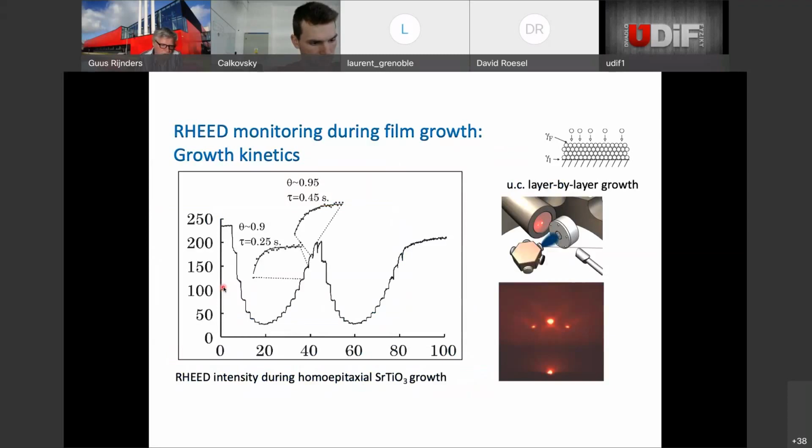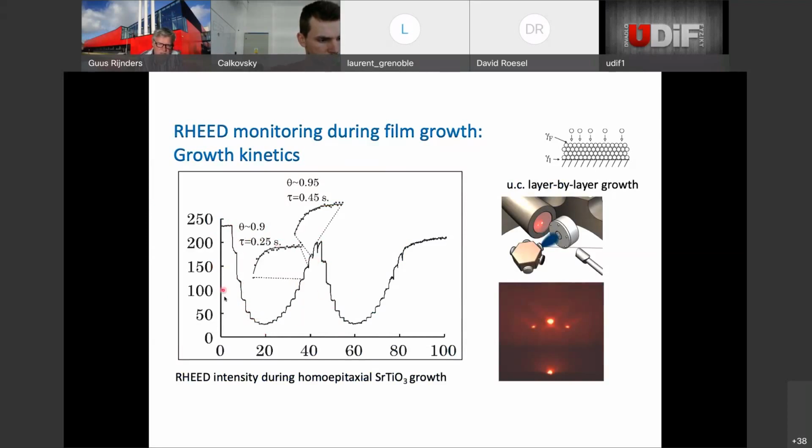Well, just one slide on RHEED. Here you can see this oscillatory behavior of the growth. Every time the intensity of the RHEED is maximum, you have deposited exactly one single unit cell layer. And very interesting, you can also see every individual pulse there. Again, there is a lot of growth kinetics in it.